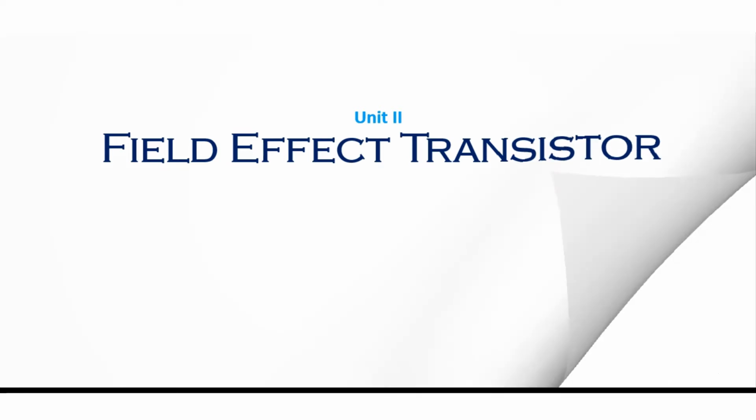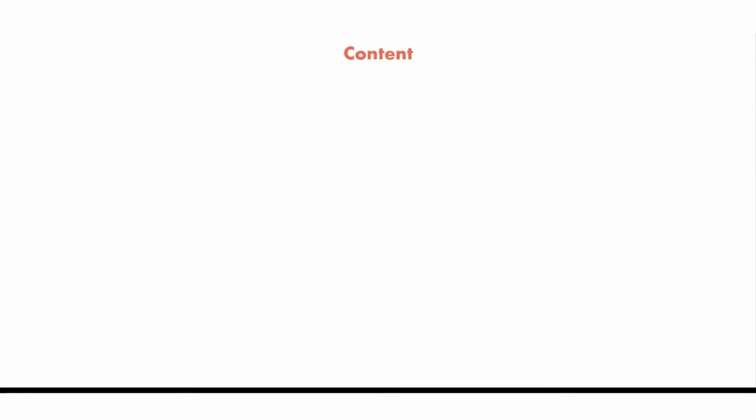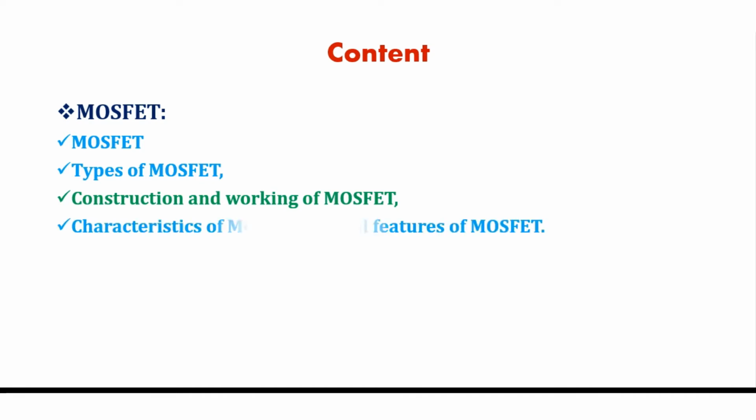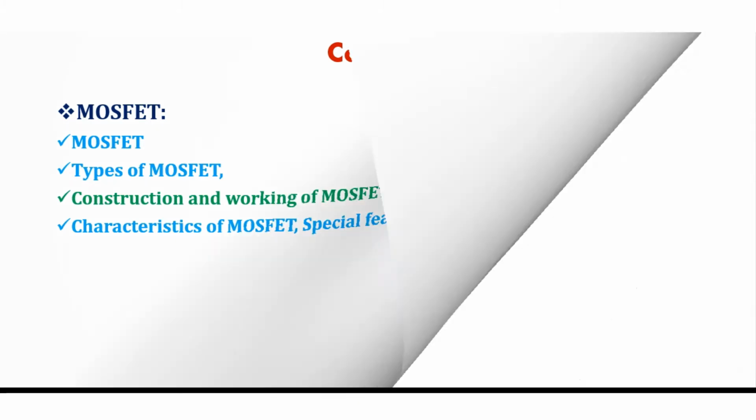Here is the content of this video. As I told you, we are going to study about metal oxide semiconductor field effect transistor, that is MOSFET. So first of all we will study what is MOSFET, then types of MOSFET, construction and working of MOSFET, characteristics of MOSFET and the special features of MOSFET. So this is the content of this video. So let us start with the MOSFET.